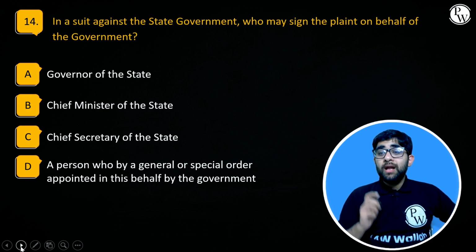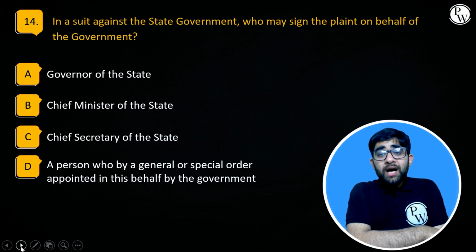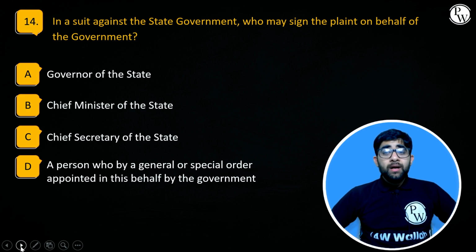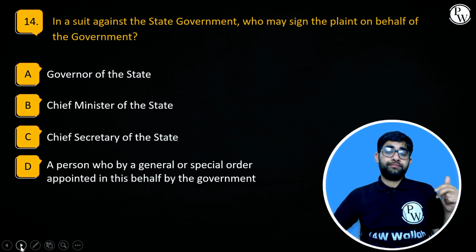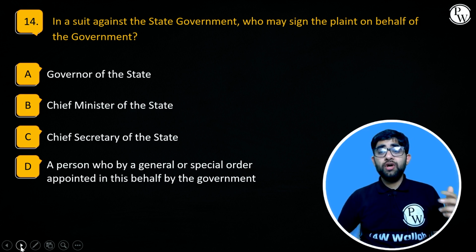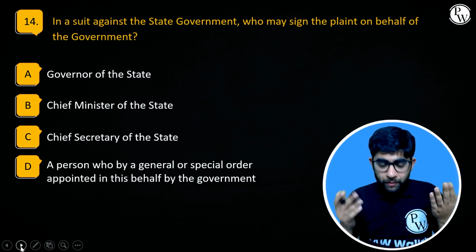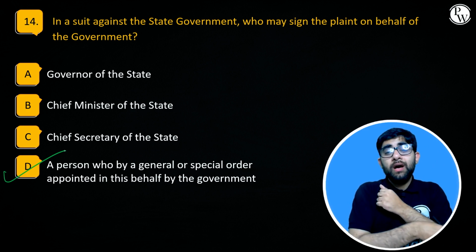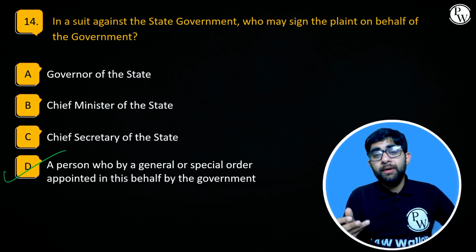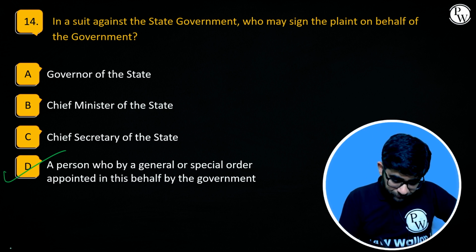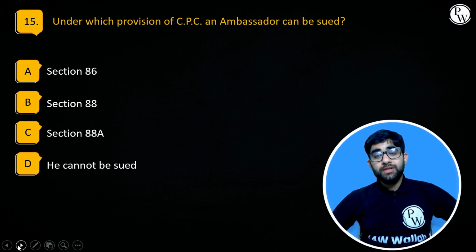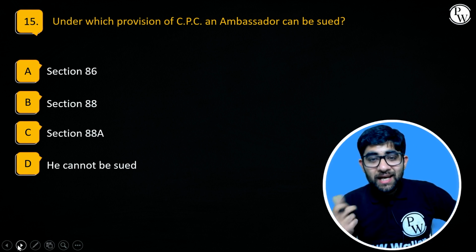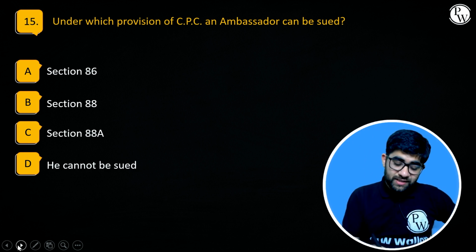Next, in a suit against the state government, who may sign the plaint on behalf of the government? Governor, chief minister, chief secretary, or a person appointed in this behalf by a general or special order of the government. The answer is D. A person who has been appointed by the government to sign the same. All right. Then, under which provision of CPC can an ambassador be sued? Section 86, 88. He cannot be sued. The answer to this is Section 86.